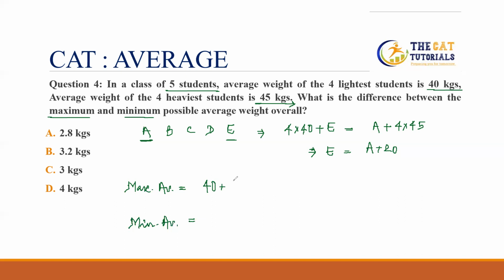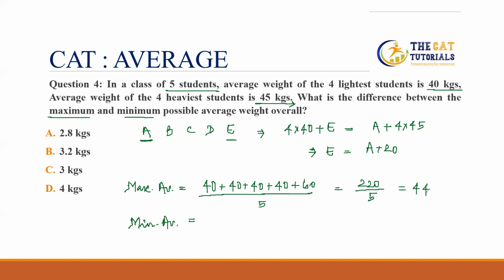So for maximizing the average, we have to keep all the 4 at the level of 40, and we have to keep E at the level of 60. This is divided by 5. So this becomes 220 divided by 5, which is equal to 44.